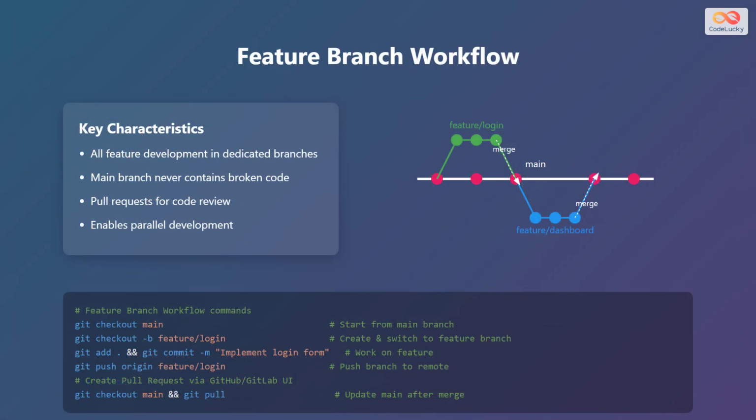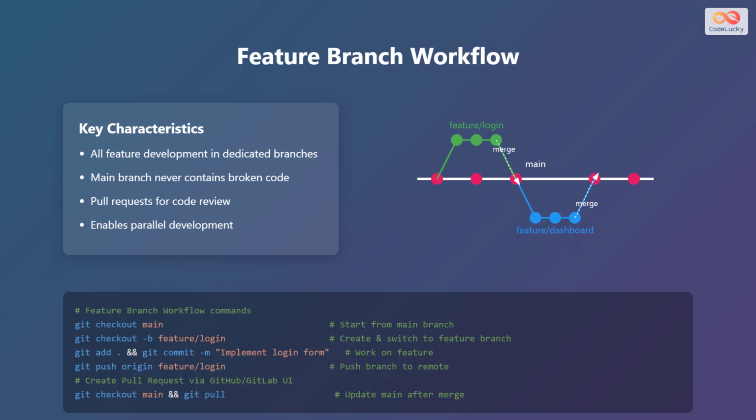Let's discuss the feature branch workflow. In this workflow, all feature development takes place in dedicated branches. The main branch never contains broken code. Pull requests are used for code review, and it enables parallel development.